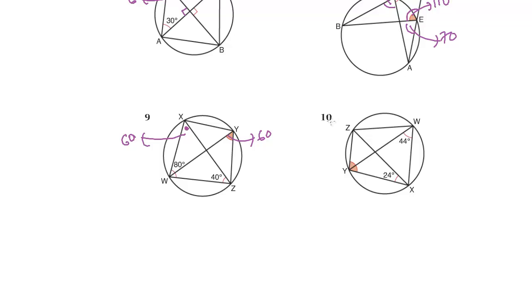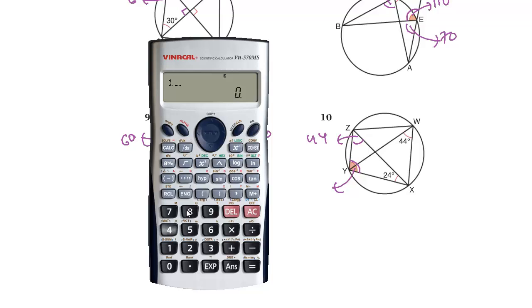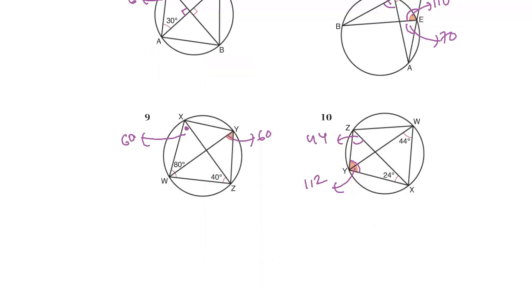The next one, question number 10. In question number 10, this is the angle we have to find. By the rule of same chord, the same chord makes 44 degrees over here, so it should also make 44 degrees over here. So now this is a triangle. If we take out our calculator, from 180 degrees, let's subtract 44 and subtract 24, and we get 112 degrees. So this is 112 degrees.